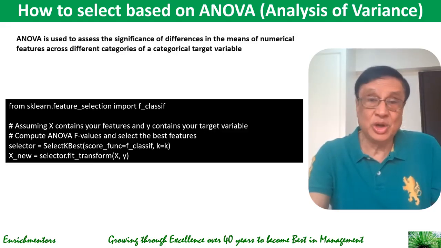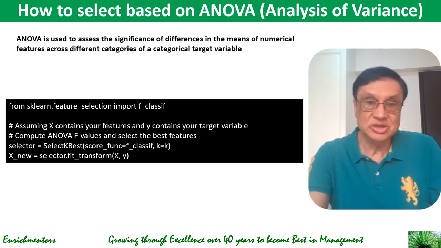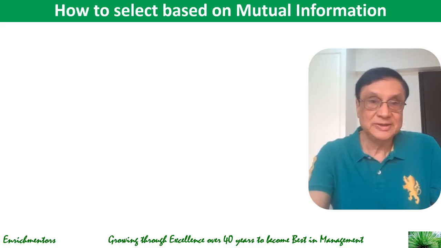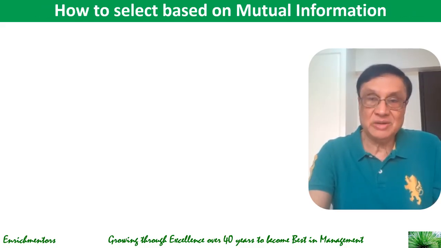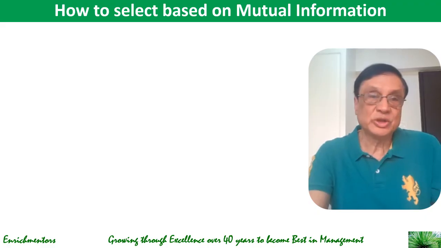Earlier, you had to do all the calculations yourself, but nowadays, thanks to this program, you can use that to quickly calculate these best features. The third one is to use the mutual information, and we talked about that earlier in one of the lectures. Now, the question is how to select based on mutual information.